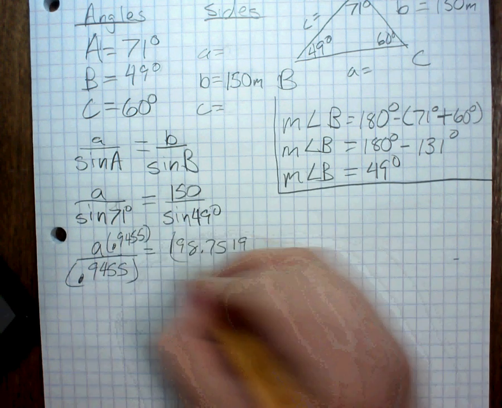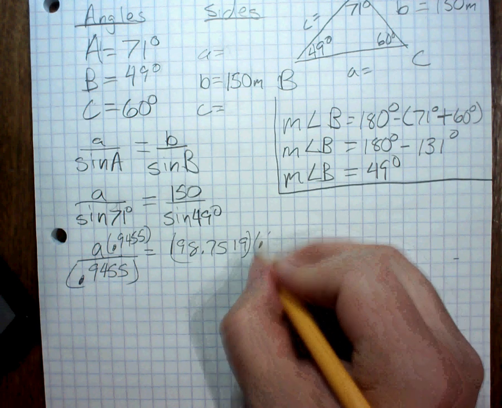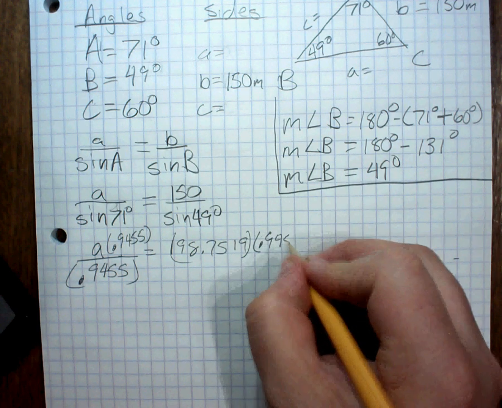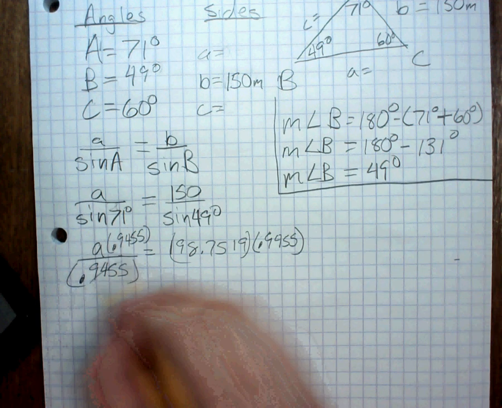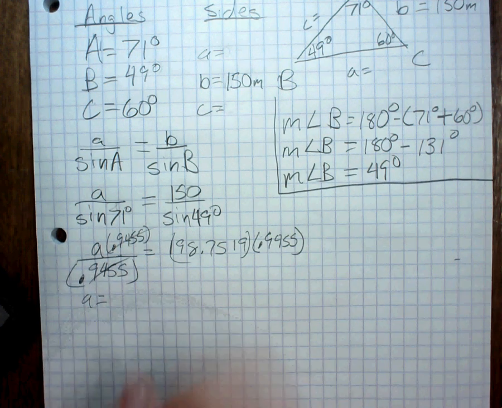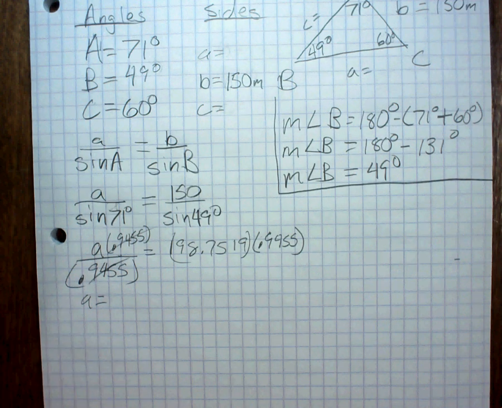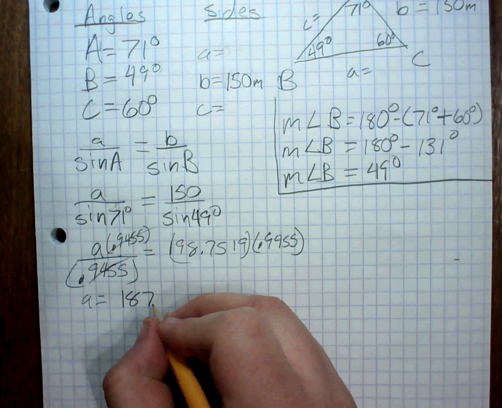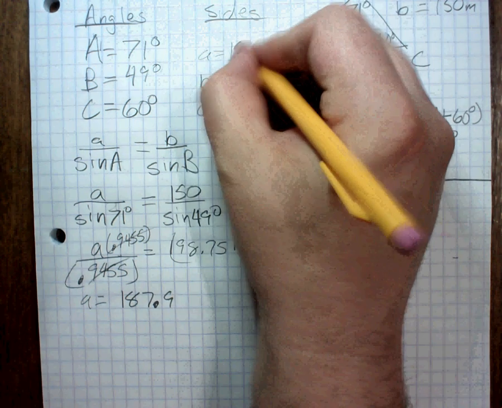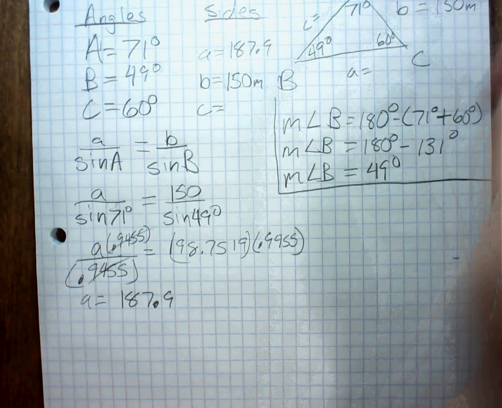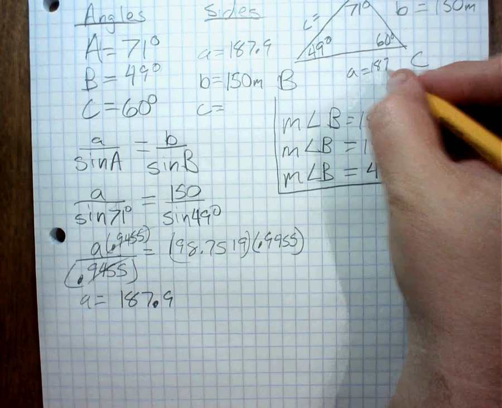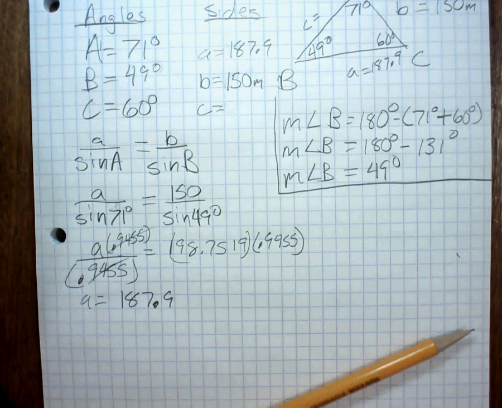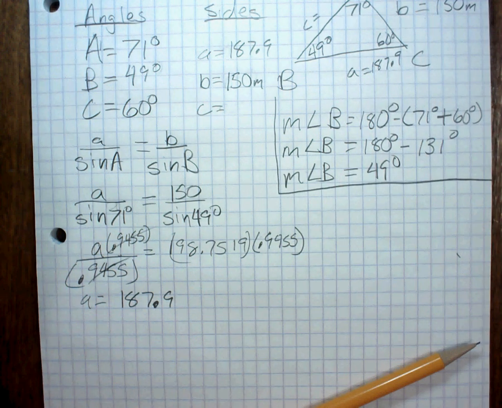To solve for a, I'm going to multiply this by 0.9455. Whatever I do on one side, I got to do on the other. These cancel, and I get a is equal to 198.75 times 0.9455. Plug that in the calculator. So I get a is equal to 187.9.